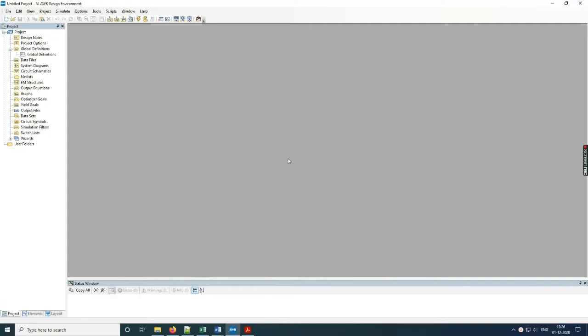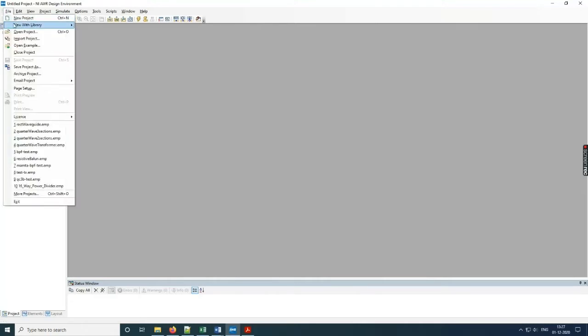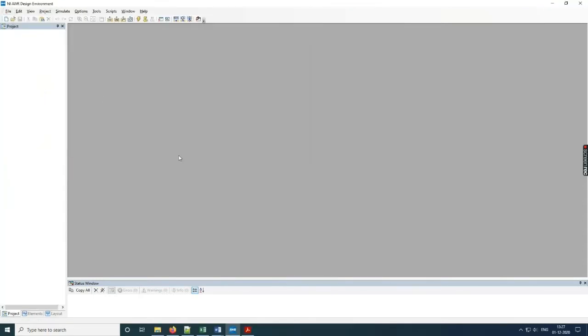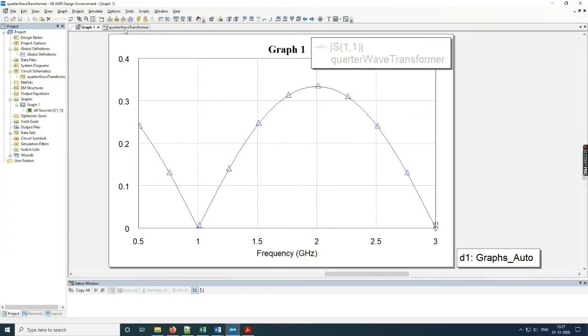So today let us see some effects or rather some phenomena using transmission lines and waveguides that we have learnt in theory so far, but perhaps it may so happen that the practical insight may not be 100% clear. So let's do that. Let me open a project which I already have, and that is a quarter wave transformer.